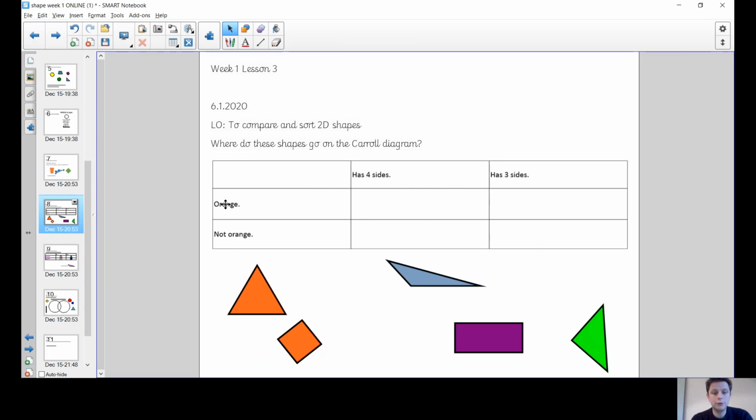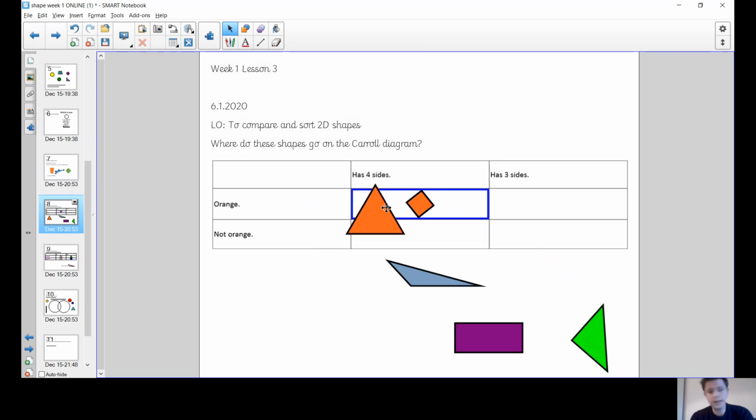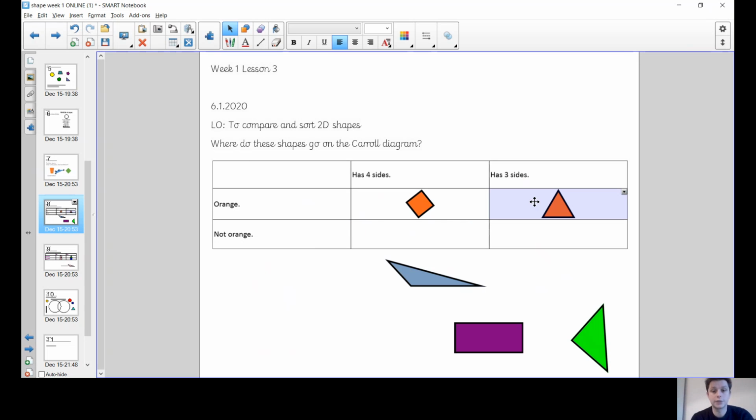So if we have a think about our orange shapes. Here's an orange shape. Does it need to go in has four sides or has three sides? Well, this is a square. The square has four sides, so that's going to go in there. It's orange and it's got four sides. This shape is also orange, but it doesn't have four sides. It's a triangle, so it has three sides. So that one's going to go in there. So we've sorted our orange shapes into shapes that have four sides and shapes that have three sides.